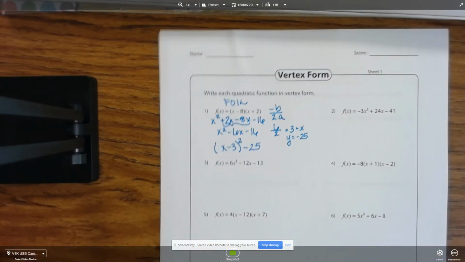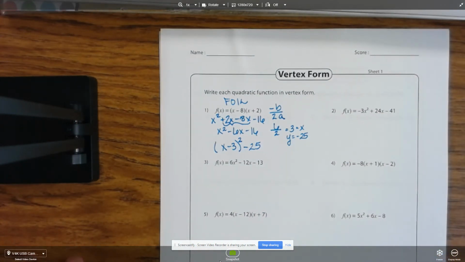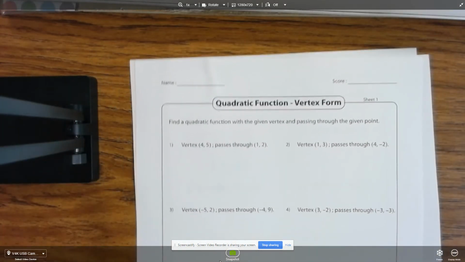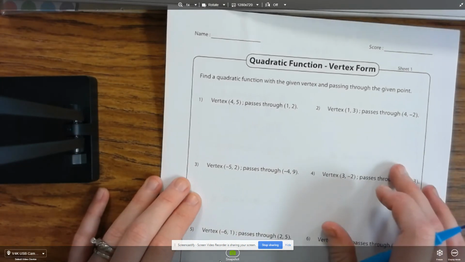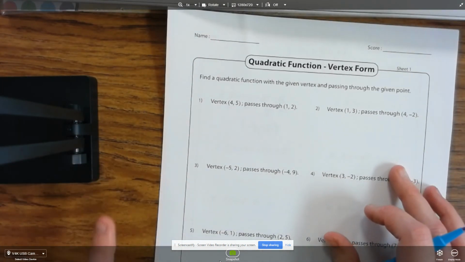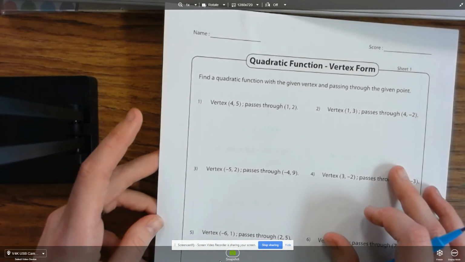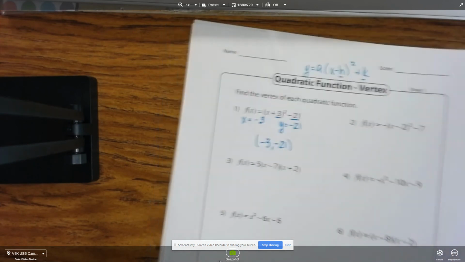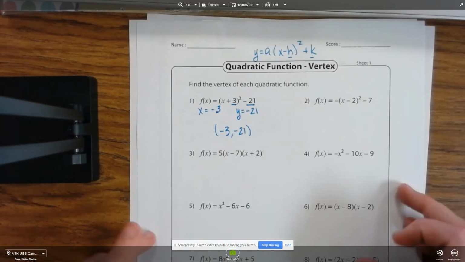So there's multiple ways that you can do this. That's one way. And then finally, the other way that you may see these is when they give you points. And so let me see if I can find one here. Let's stick with what we've got. So that's it for this video.